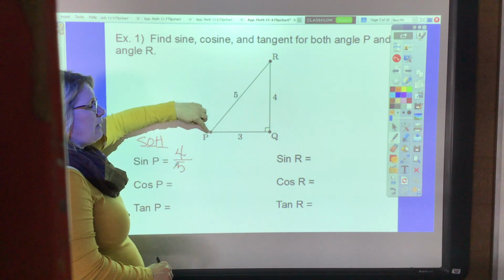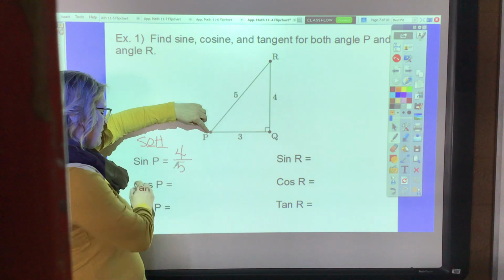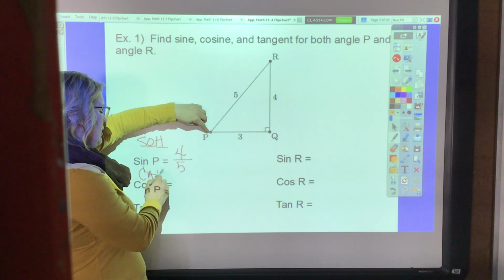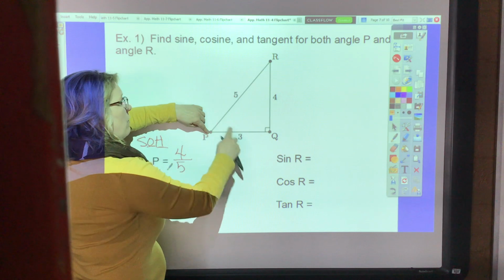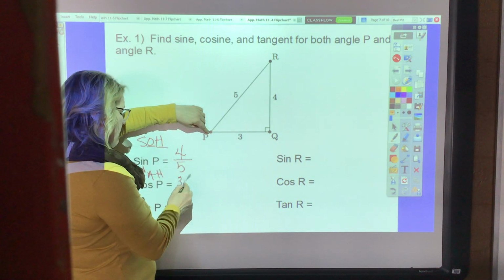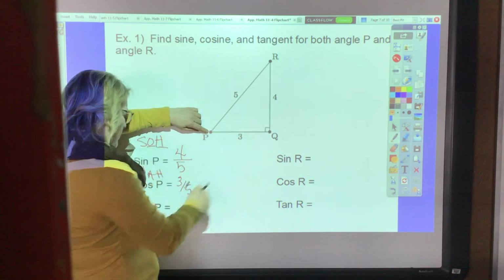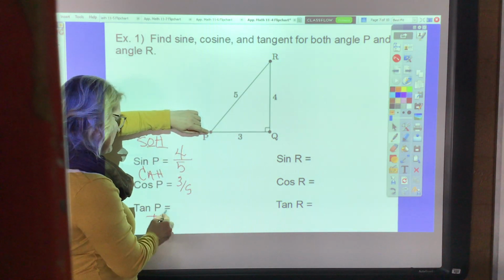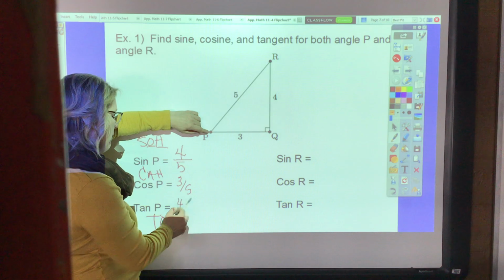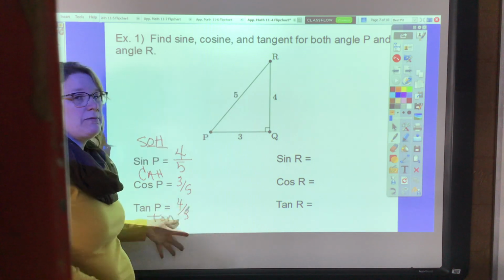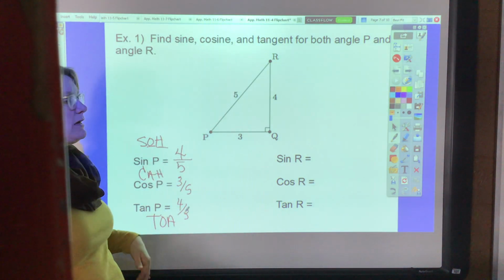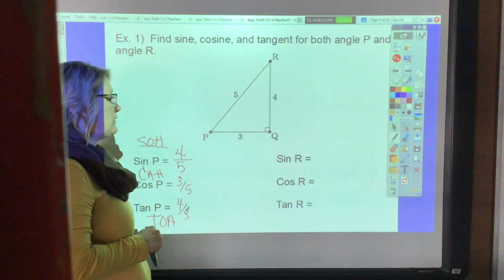Cosine of angle P means I'm at CAH. That's going to be adjacent over hypotenuse, 3 over 5. Tangent of P means it's going to be opposite over adjacent because it's TOA, so I'm going to get 4 over 3. Now this is just setting up the basic fractions. If I really wanted to find the value, I'd have to grab a calculator and calculate it out.